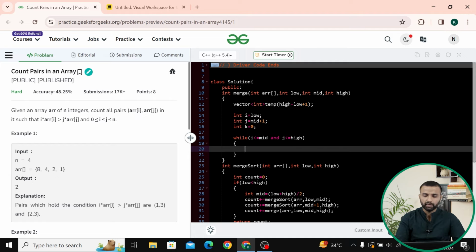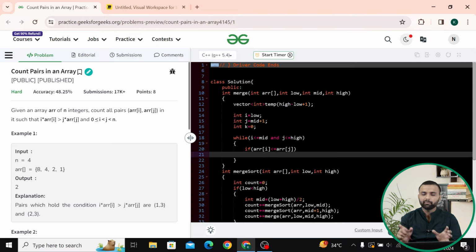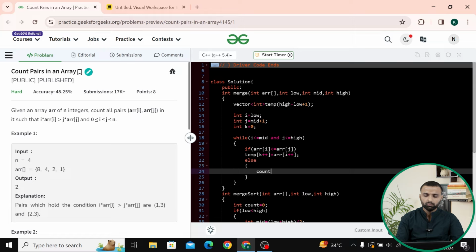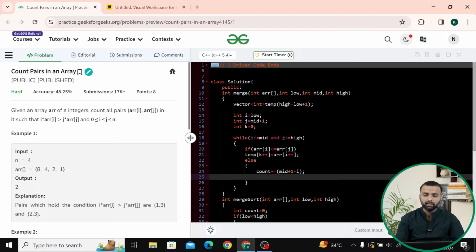We have to compare both the arrays. If arr of i is less than or equal to arr of j, in that case, it means it does not satisfy the condition. So what I am doing here is simply adding the smallest element into the temporary array. So here the smallest is this. Else, what I am doing is count plus equals mid plus 1 minus i, as I told you earlier why we are using mid plus 1, and adding that smallest element into the temporary array, which is the array of smallest here, j plus plus, right?